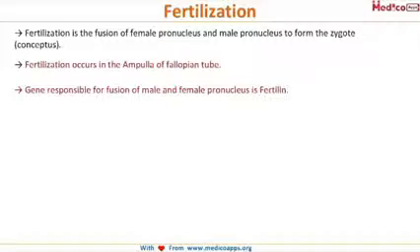Now, where does this fertilization occur? It is in the ampulla of the fallopian tube, and the factor responsible for this fusion of the male and female pronucleus is fertilin present on the sperm.